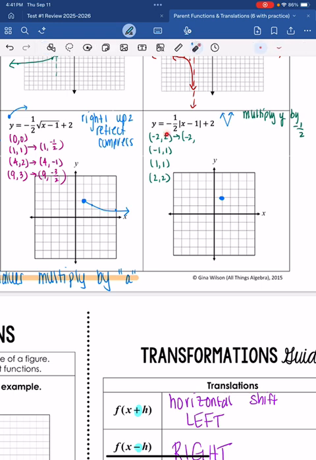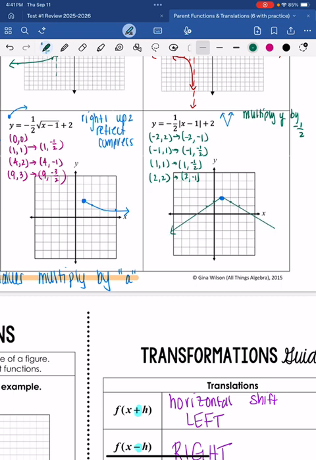Y is 2. I'm going to multiply it by negative 1/2. That's going to give me negative 1. Negative 2, 2 becomes negative 2, negative 1. Negative 1, 1 becomes negative 1, negative 1/2. 1, 1 becomes 1, negative 1/2. 2, 2 becomes 2, negative 1. Use a ruler. It is reflected. It is a vertical compression, meaning it's wider.